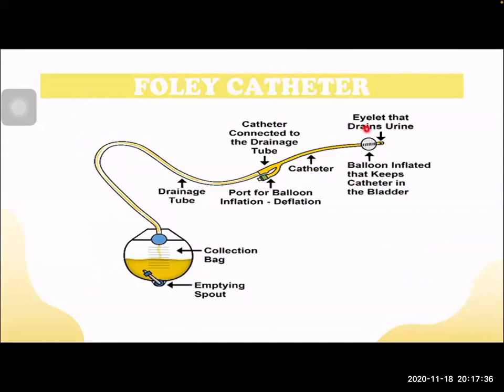The Foley catheter has an eyelet that drains the urine into the collection bag, and then there's a balloon at the tip of the catheter, in which the balloon is inflated to keep the catheter in place in the bladder. And then this is the port in which sterile water will be infused to inflate the balloon, and then the tube drains the urine into the collection bag.